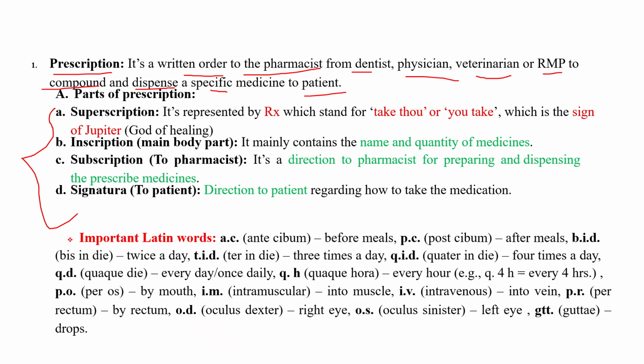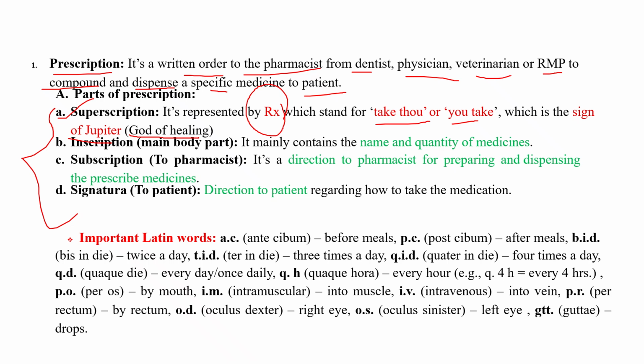First one, superscription. Superscription is generally represented by Rx. Rx stands for take the, or you take. So you may be asked what Rx stands for. Rx stands for you take or take the. It is the sign of Jupiter. Jupiter is the god of healing.